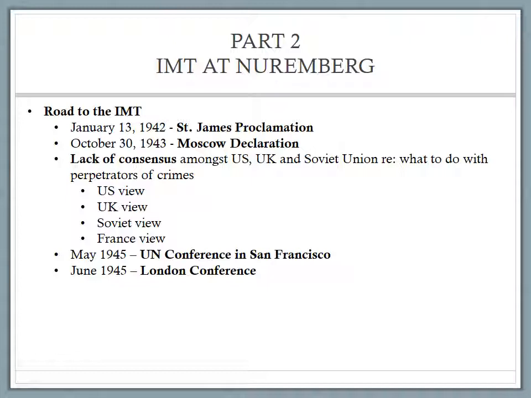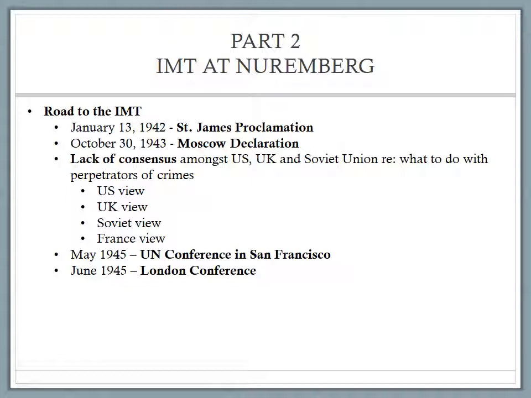punished. And then in October 1943, Churchill from the UK, Roosevelt from the US, and Stalin from the Soviet Union issued the Moscow Declaration Statement of Atrocities, promising that the major war criminals will be punished by a joint decision of the governments of the Allies, and also that the Allies would return accused Germans for trial by the country in which the atrocities were committed. But in general, there was a lack of consensus amongst the US, UK, and Soviet Union as to what to do with the perpetrators of these crimes.